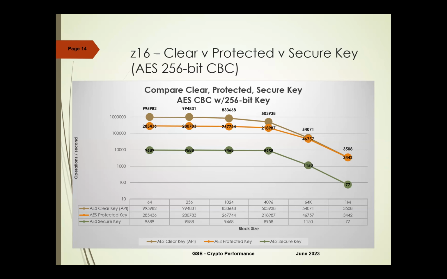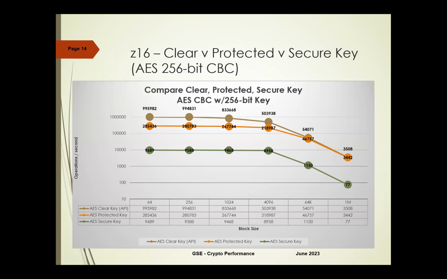So the first thing I want to point out is that your y-axis is not a linear scale, it's a logarithmic scale. So I'm pointing out here that secure key is significantly slower than clear key. With clear key, I could do 995,000 operations per second. With secure key, I can only do a little bit under 10,000 operations per second. So a pretty significant difference.